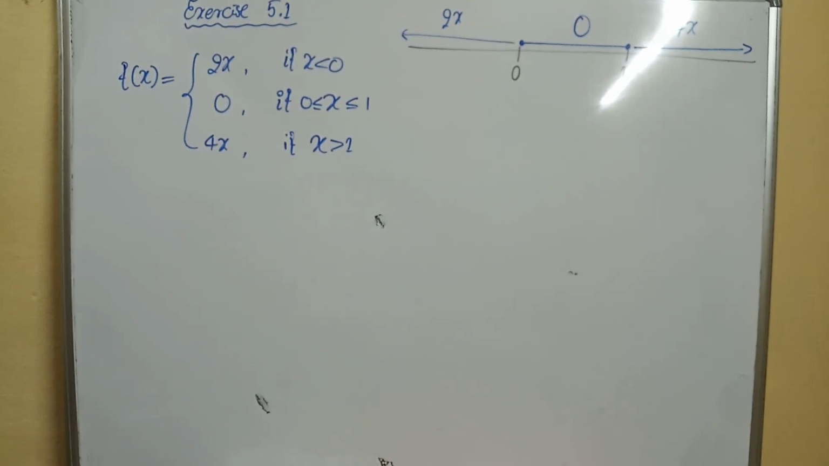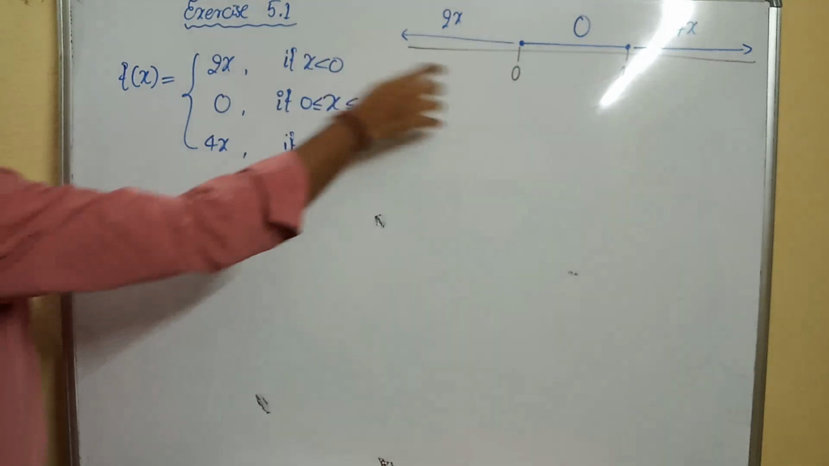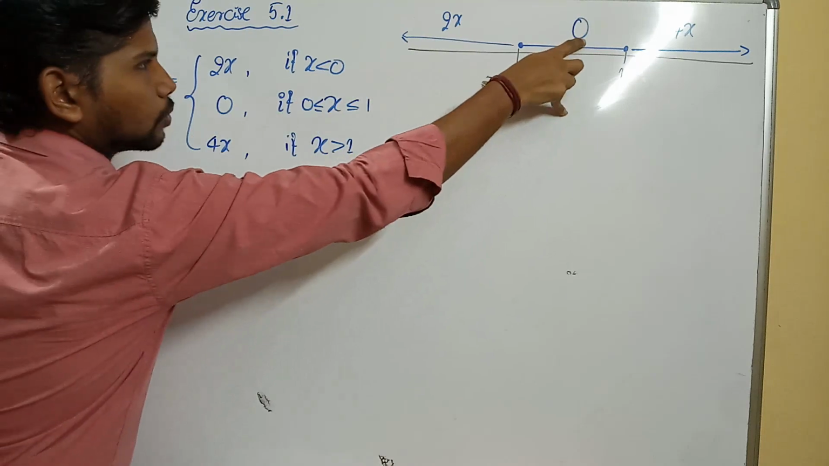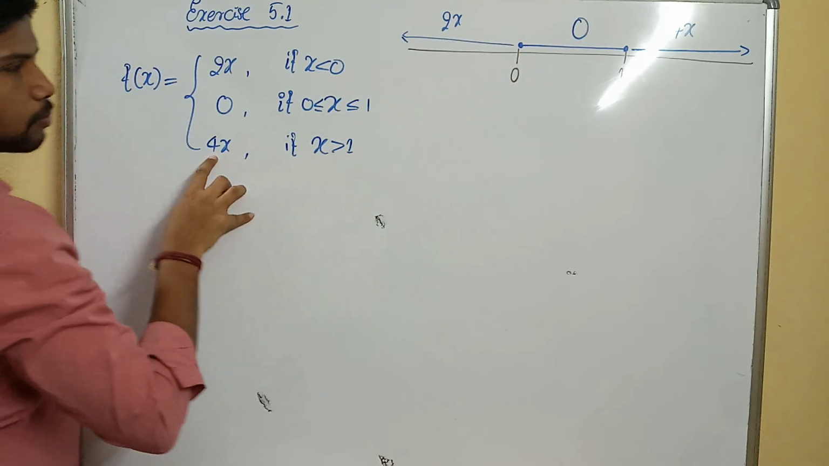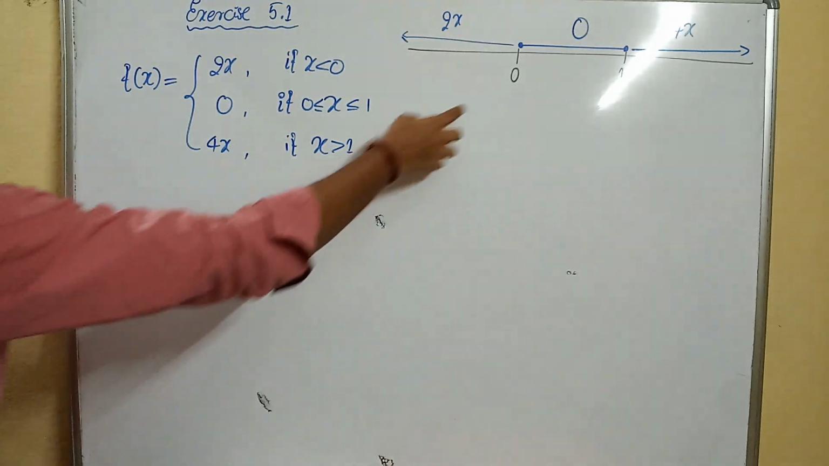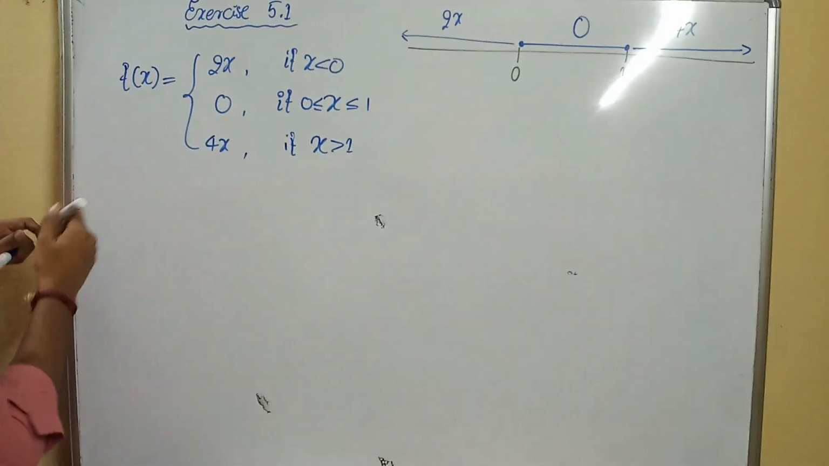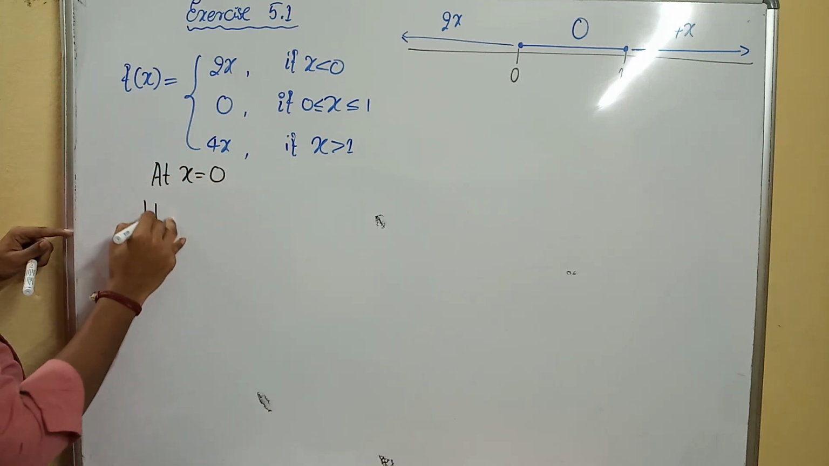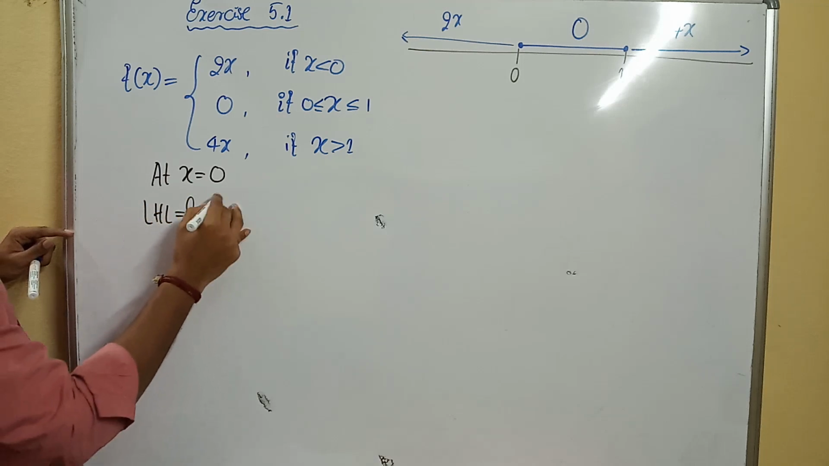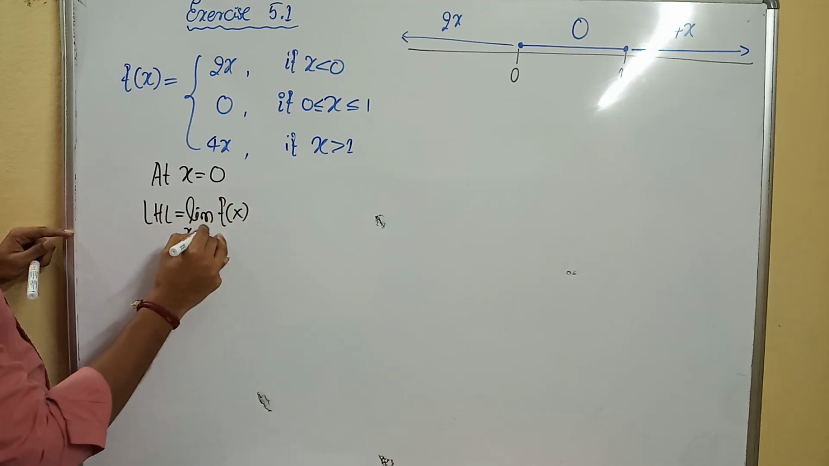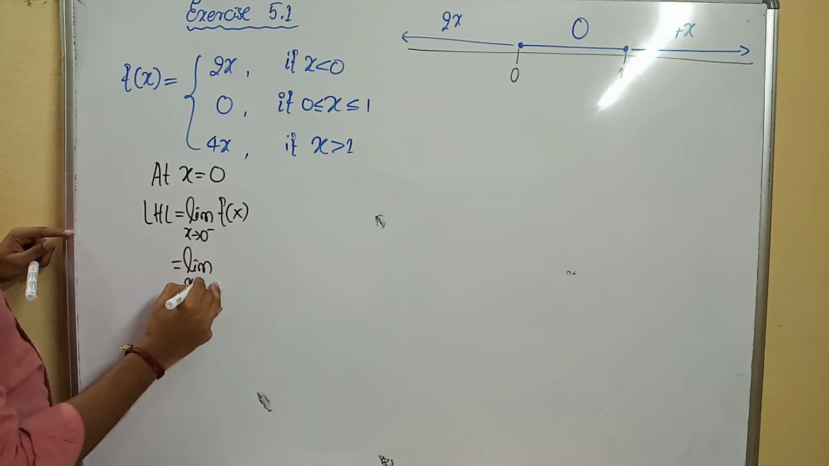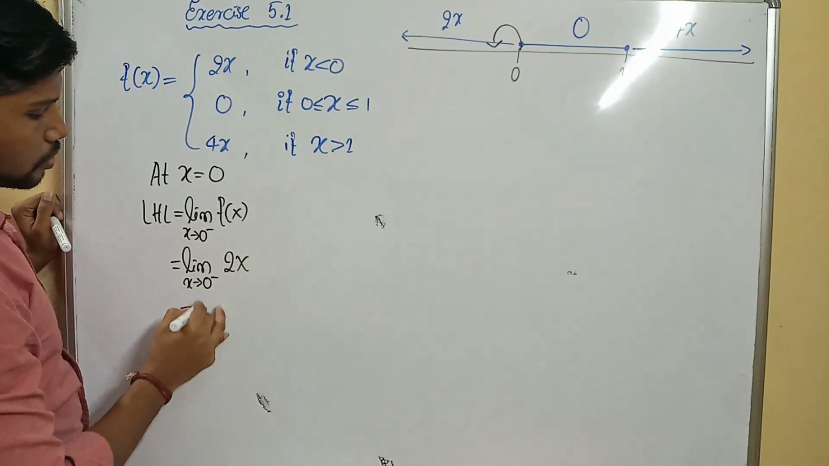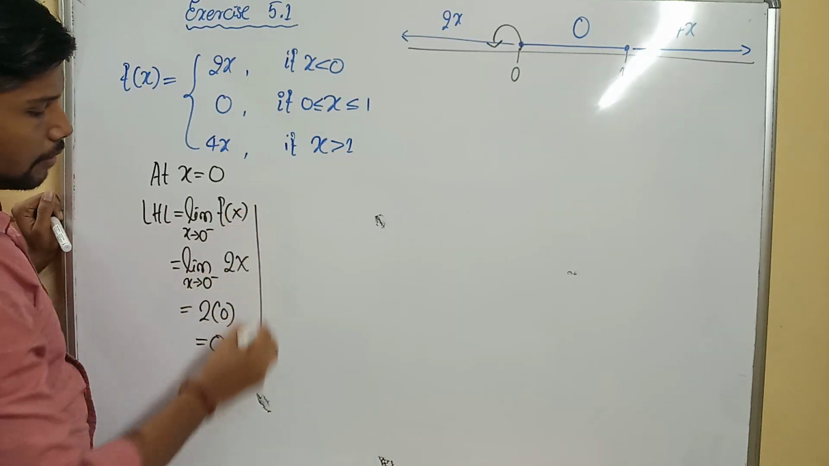Concentrate on the question. The function is defined as 2x for x less than 0. In between 0 and 1, it is 0, which I wrote here. Greater than 1, it is 4x, which I wrote. Got it? It means I can define 0 minus, 0 plus, 1 minus, 1 plus, so I can check the continuity at x equal to 0 and x equal to 1. First, I'd like to take x equal to 0. Limit of f of x as x tends to 0 minus. 0 minus is left of 0. What is on the left of 0? It is 2x. What is 2 into 0? It will be 0. LHL value is 0.